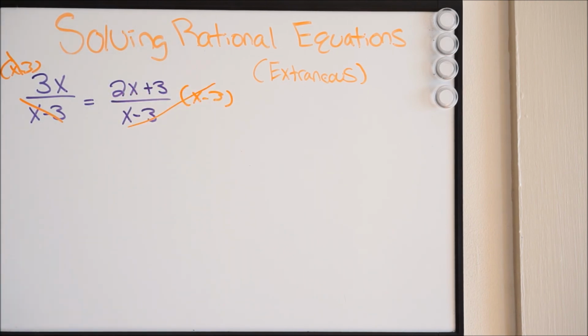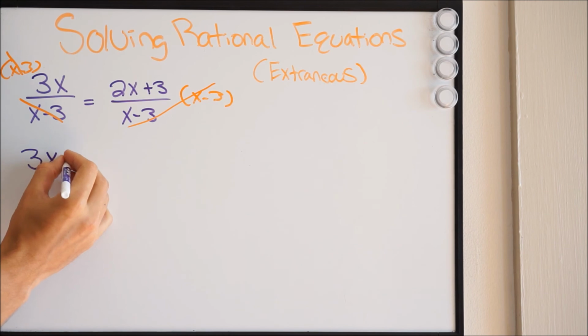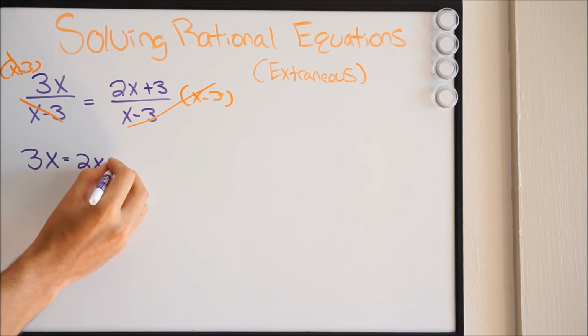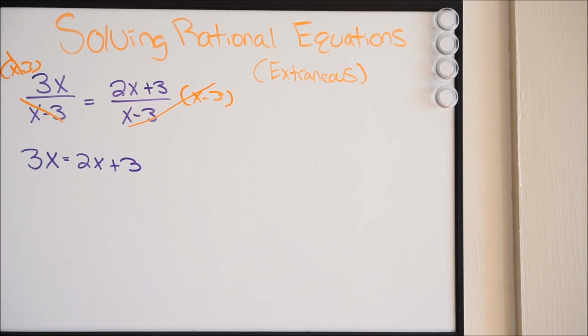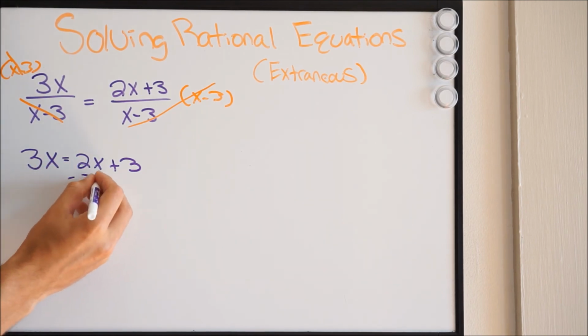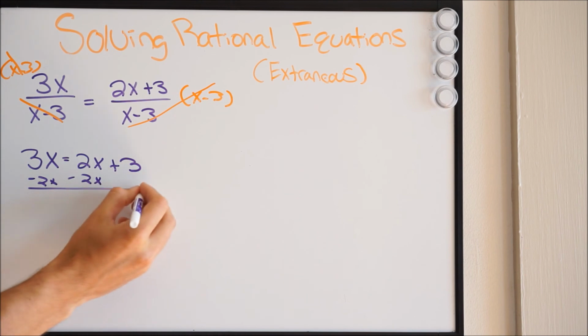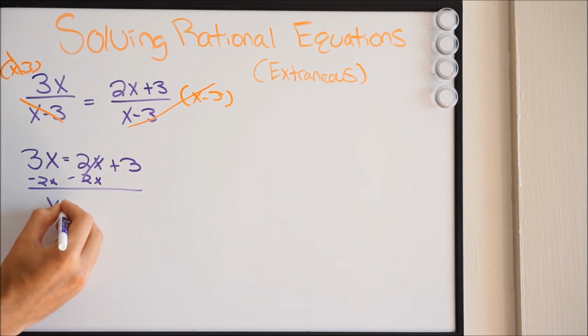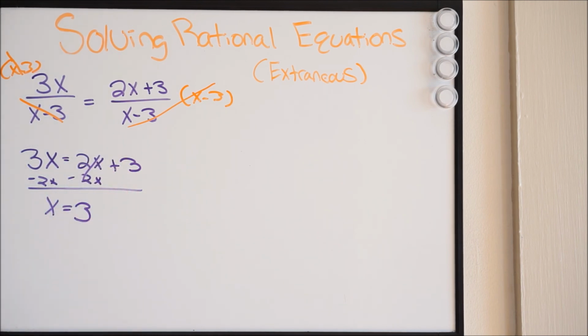So this becomes fairly simple now, because now I'll just have 3x equals 2x plus 3. And now all I have to do is move the x's over, so minus 2x, I get x equals 3. So my answer here is x equals 3. However, we need to check it in the original equation that we had.